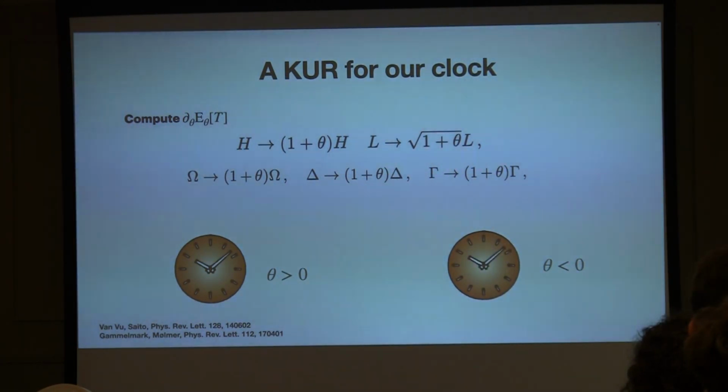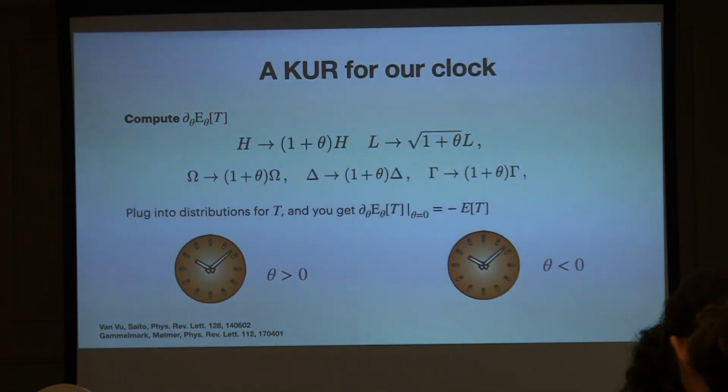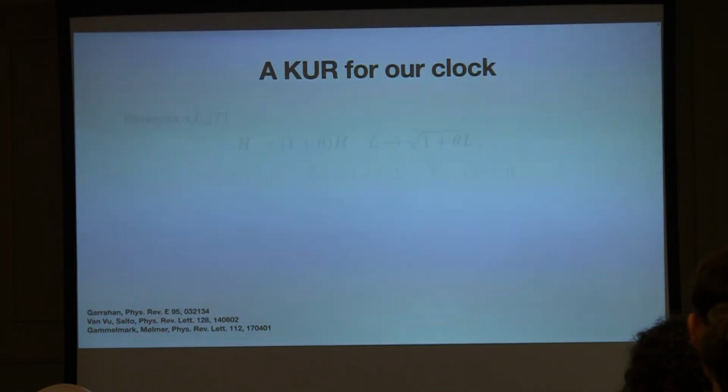So by tuning this parameter theta and seeing how sensitive our system dynamics are to the change, we can gain insight into the quantum Fisher information as well. If you calculate this quantity using the distribution for both the Wald distribution and the Poisson distribution, you actually show that it is equal to the negative of the expected tick time. When you square that, it just becomes the expected tick time as well.